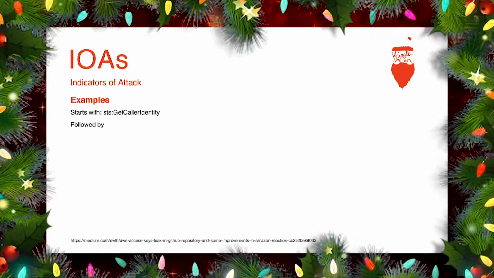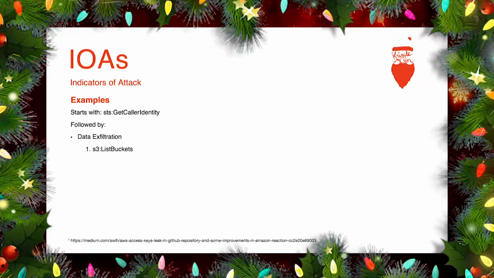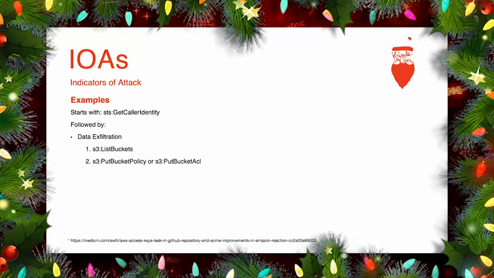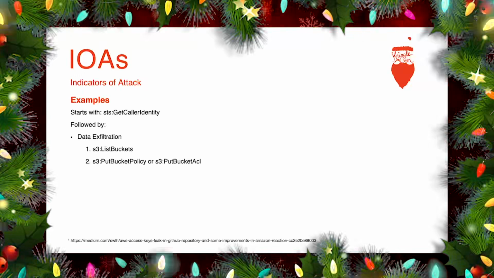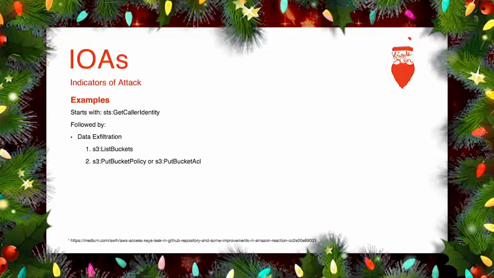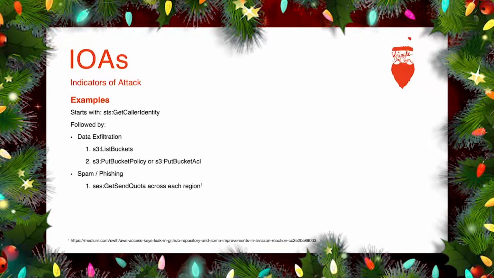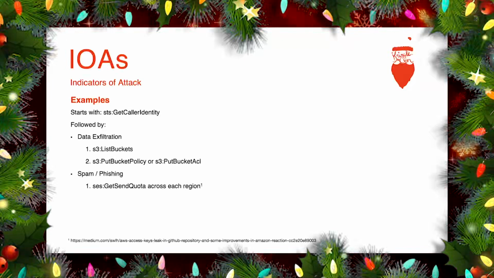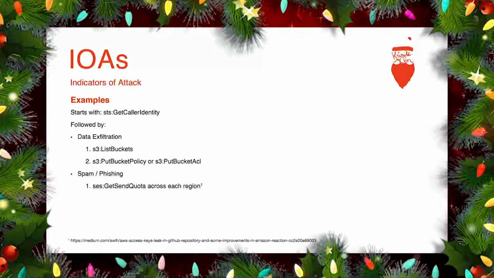That, followed by something like a data exfiltration attempt, might look like S3 ListBuckets. They list out the buckets in the account. And then they use PutBucketPolicy or PutBucketAcl to make a bucket public and steal data through that. It could be followed by a spam or a phishing attack through something like Simple Email Service. So you might see SES GetSendQuota across each region in an account to identify regions that are outside of the SES sandbox, meaning that they can send mass amounts of emails, whether that's for spam or phishing or something else.